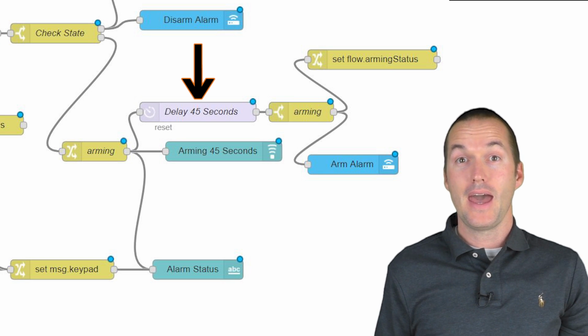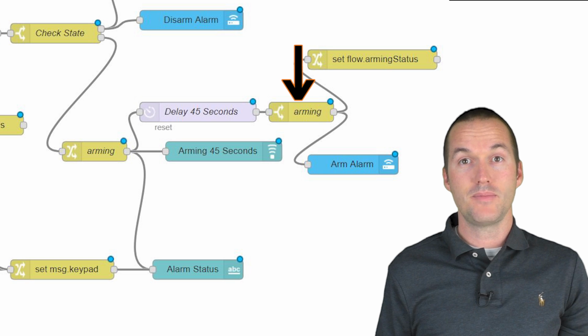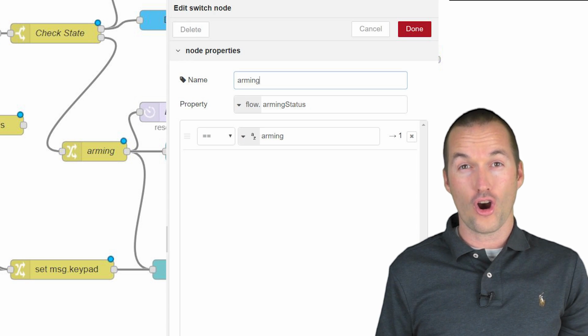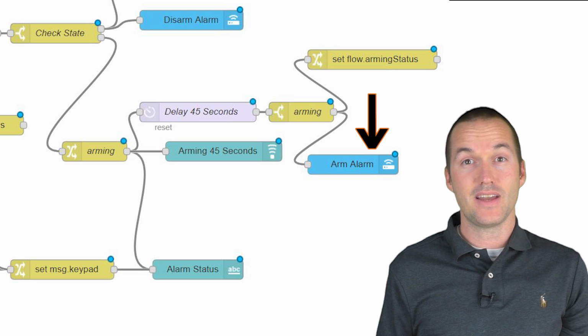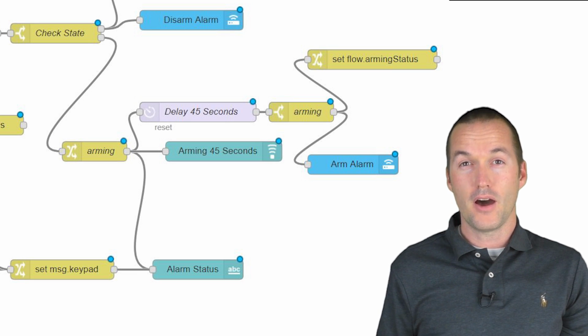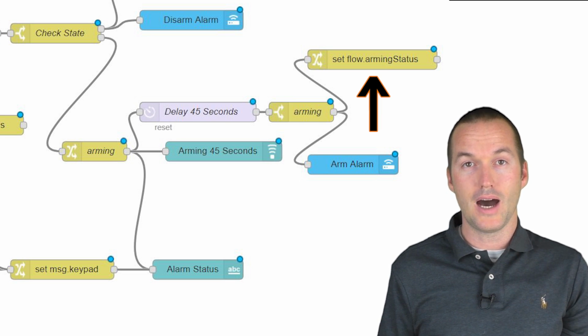The next message is passed into a delay node, which holds the entire object for 45 seconds before passing it on. After 45 seconds, it passes it into a switch node that checks to make sure that the flow-wide variable arming status is still equal to arming. And if it is, it activates the call services node that turns the exterior alarms on. The other branch sets the flow-wide variable arming status back to not arming.